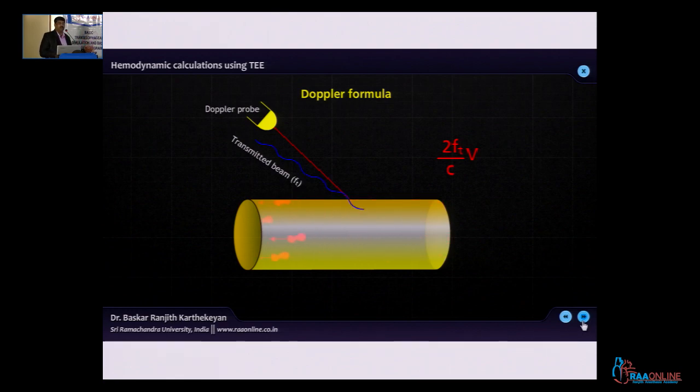Velocity. That is what we want. The Doppler is used to calculate this blood flow, the velocity at which the red blood cells flow. That velocity we have to calculate.